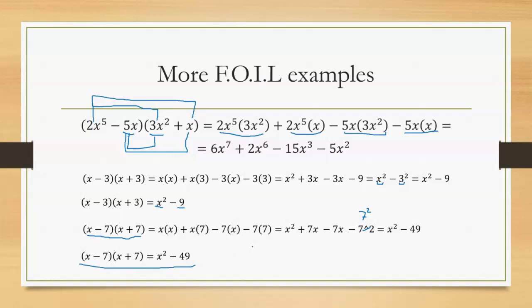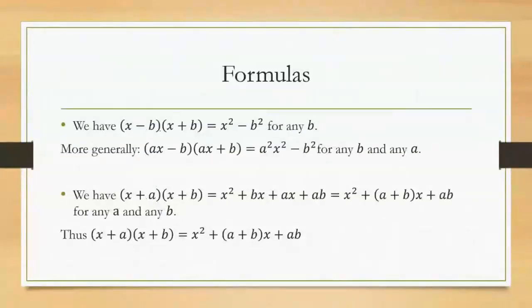And really what's happening is there's actually something a little bit more general happening, some kind of formula, so to say, and that's what the next slide shows. Namely, for any number b, x minus b times x plus b is x squared minus b squared. That's actually what we used just before. Let me go back a bit.